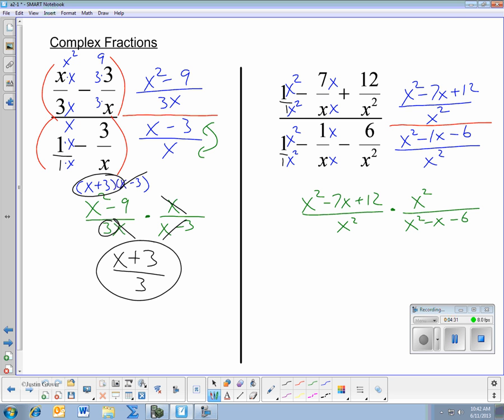Some basic trinomials here to factor. This is going to be x minus 3 and x minus 4 that multiply to positive 12 and add to negative 7. This is an x minus 3 and an x plus 2 that multiply to negative 6 and add to positive 1. And here I can cross out these x squareds. I can cross out an x minus 3, and I have left an x minus 4 over an x plus 2.